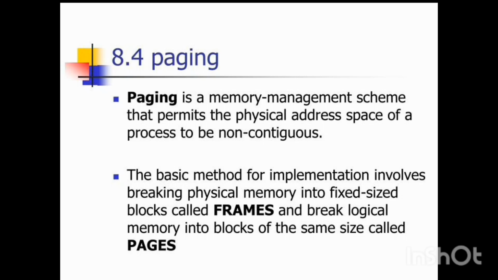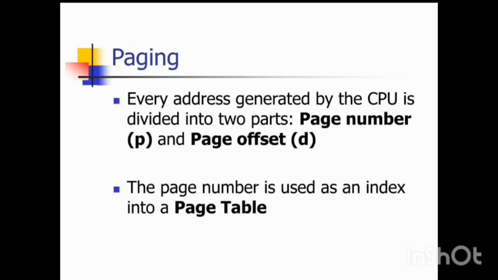First of all, let's see what paging is. Paging is a memory management scheme that permits the physical address space of a process to be non-contiguous. The basic method of implementation involves breaking physical memory into fixed-size blocks called frames and breaking logical memory into blocks of the same size called pages.